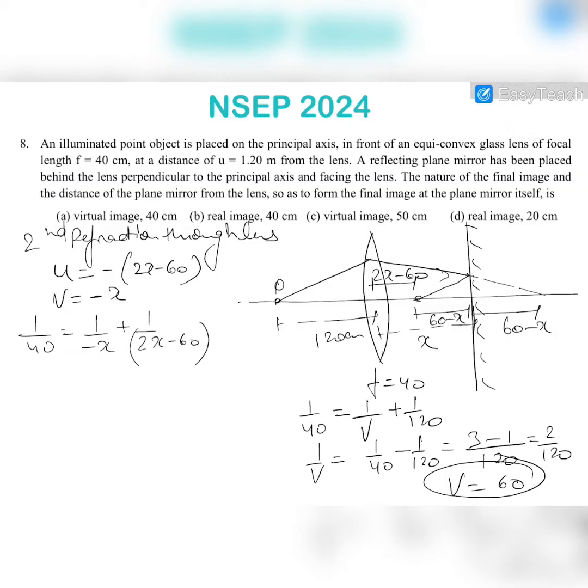Now instead of solving this equation for x, you can just put the values of these options, and we also know that the final image would not be a real image, so the possible answers can be 40 or 50. Let us first of all put this 40. So 1 by 40 is equal to minus 1 by 40 plus this is 1 by 20. So you can see 1 by 40 will be equal to 1 by 40, which means that this is the correct answer. Now we move on to the next question.